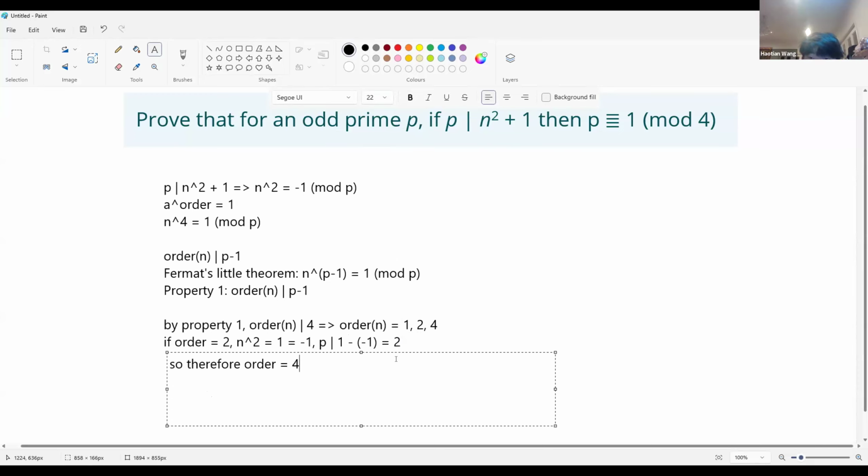And then, using our cool fact, we know 4 divides p minus 1, which is the same as p congruent to 1 mod 4. Wow. Okay.